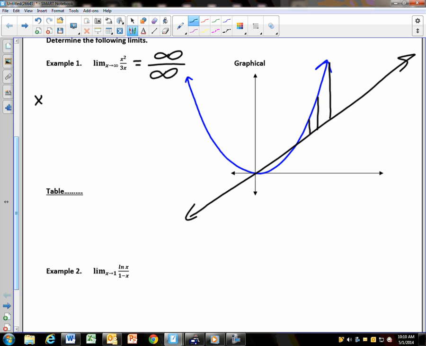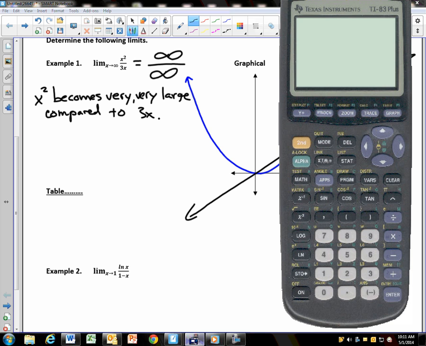So, he would say this. X squared becomes very, very large compared to 3x. Take out your calculator or watch mine.